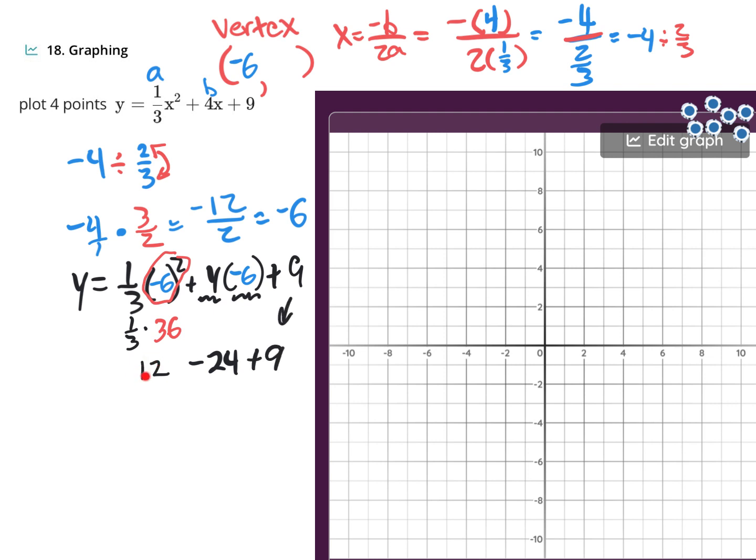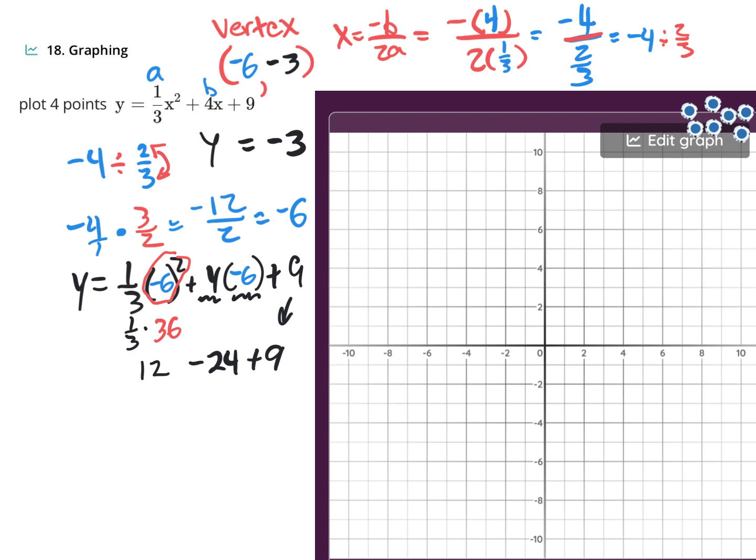So from left to right, 12, take away 24, that's negative 12. And negative 12 plus 9 equals negative 3. So y equals negative 3. So this is your answer, y equals negative 3. That means that the y value of your vertex is negative 3.